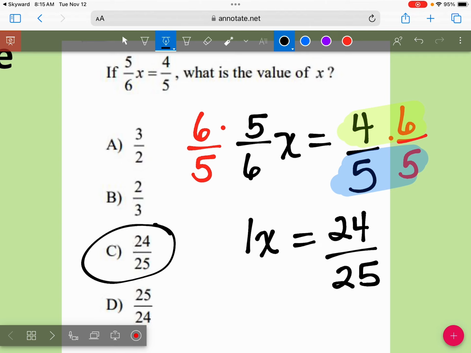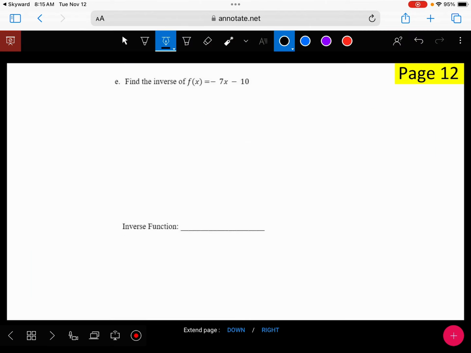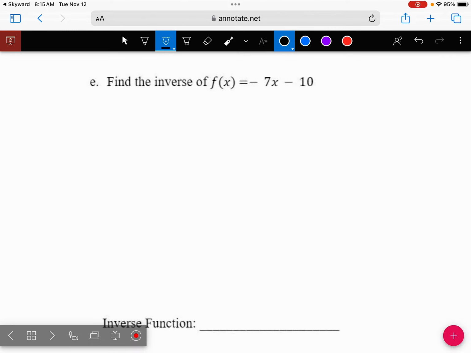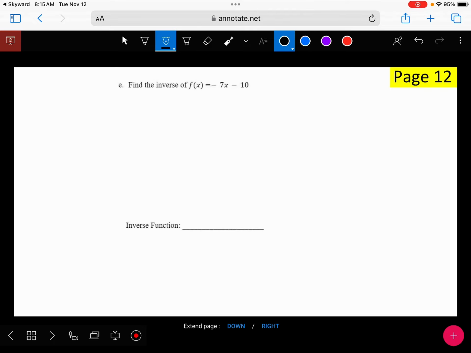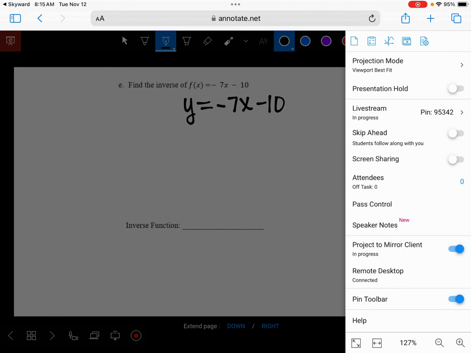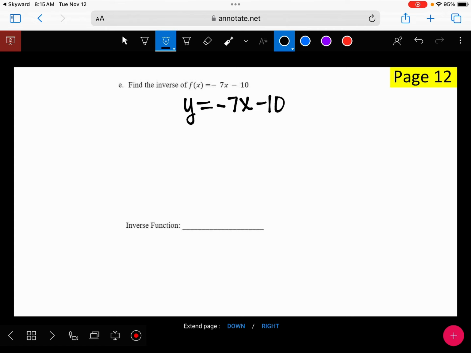And we're going to continue practicing to find the inverse. So the first thing you want to do, so we're on page 12, is you're going to write it as y equals negative 7x minus 10. That's step number 1, because f of x is the same as y. And then your next step would be to switch your x and y. So you're going to switch those.